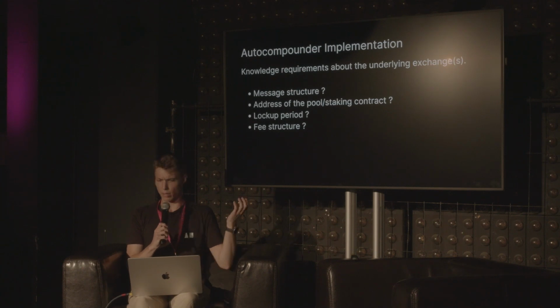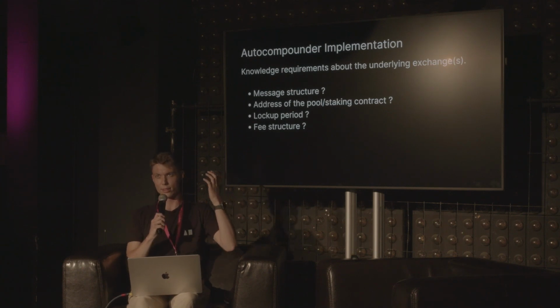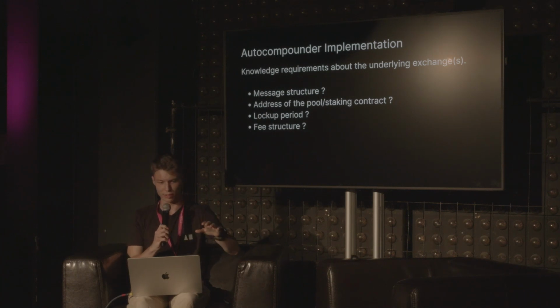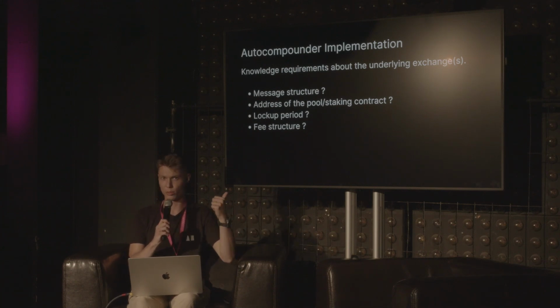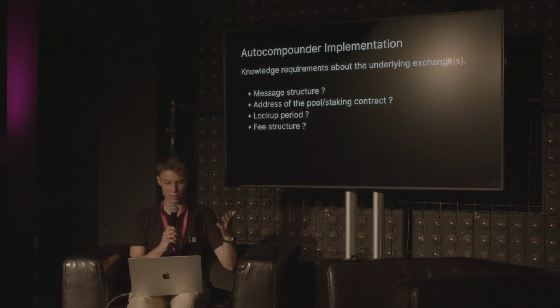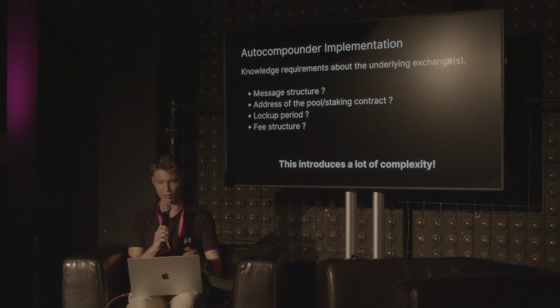So how would we implement this, right? So we need to interact with an exchange. That's very clear. What are some of the knowledge requirements for that? Message structure. How do we swap? How do we provide liquidity to this exchange specifically? What are the addresses of the pools that we're trying to use and the staking contracts? Is there a lockup period to the staking? And is there any fee structure that we need to incorporate into what we're doing? And these are very complex questions that you as a smart contracts developer need to take into account before you even start implementing it. Right? It introduces a lot of complexity to your application.